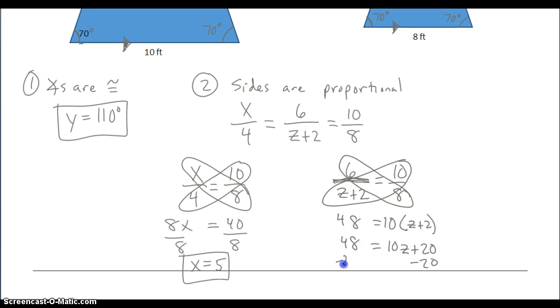Solve for z. I'm left with z equals 28 over 10. And 28 and 10 are both even numbers. They're both divisible by 2. So if I divide my numerator and my denominator by 2, I'm left with 14 fifths.